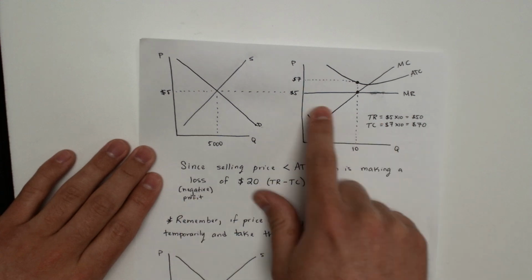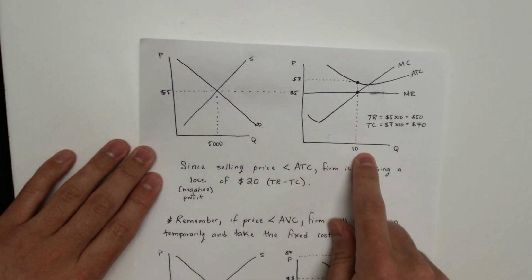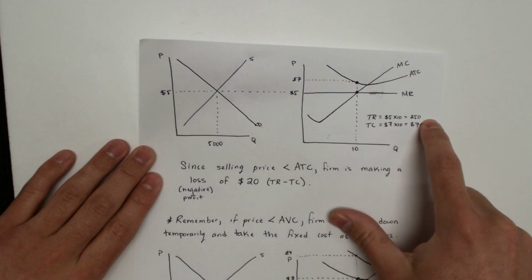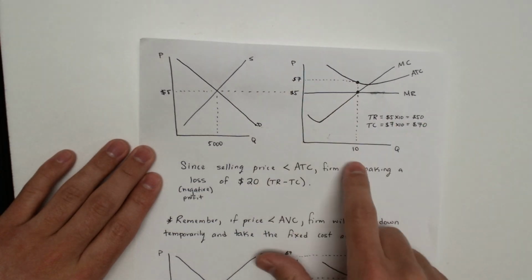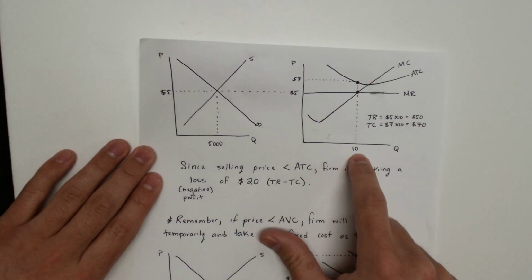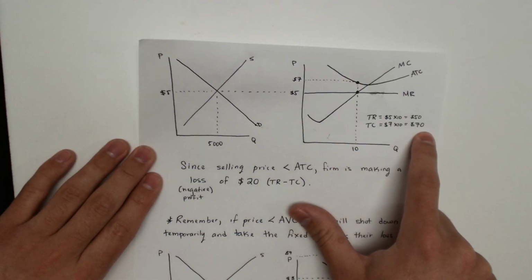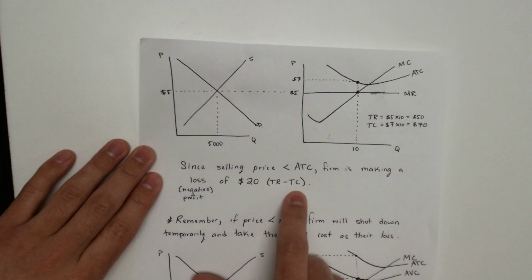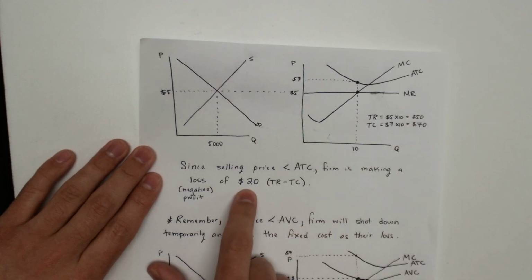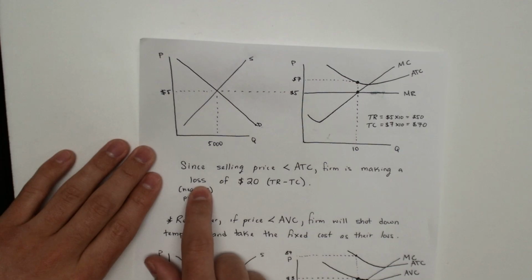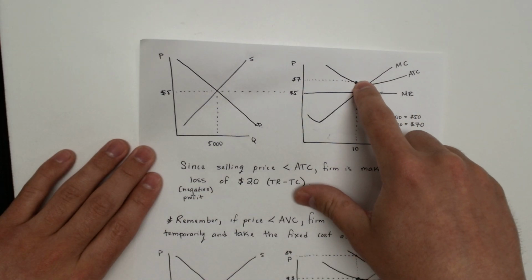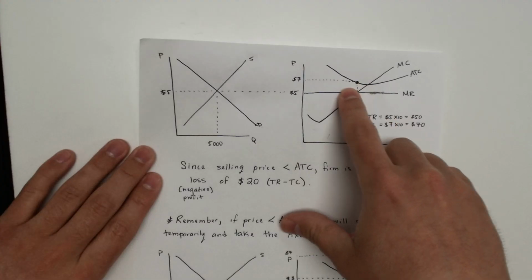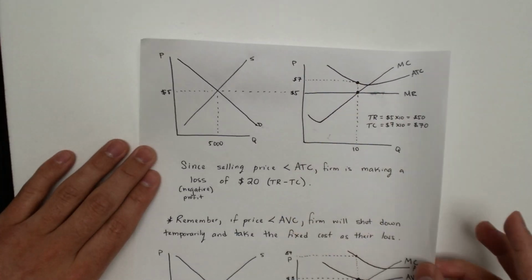Here, their total revenue is the price of the item times how many items they're selling, which is going to be $50. And their total cost is the average total cost per item, which is $7, times the number of items that they're producing. That gives us a total cost of $70. Total revenue minus total cost gives us a negative number, negative 20, which means that the firm is going to be making a loss. So if the price is below the average total cost of the product at that specific quantity, then the firm is making a loss.